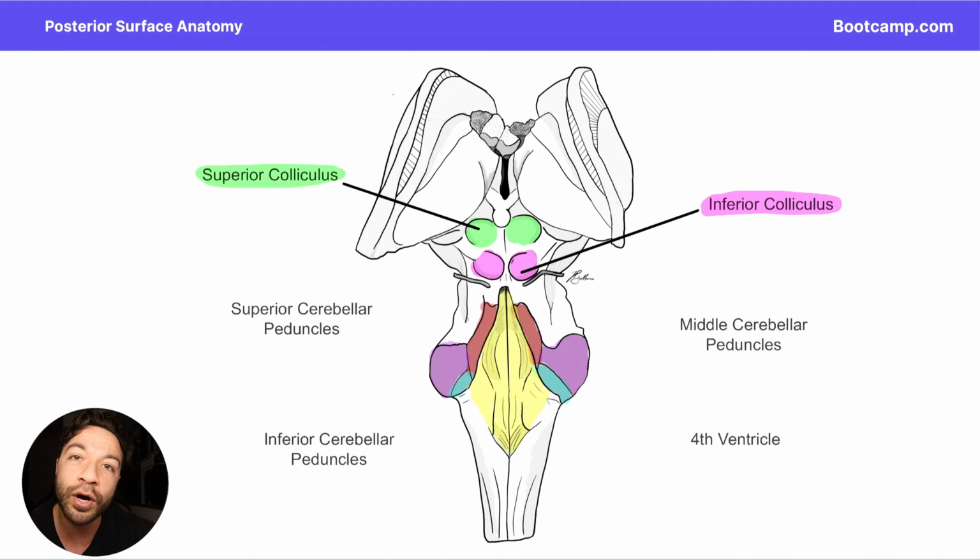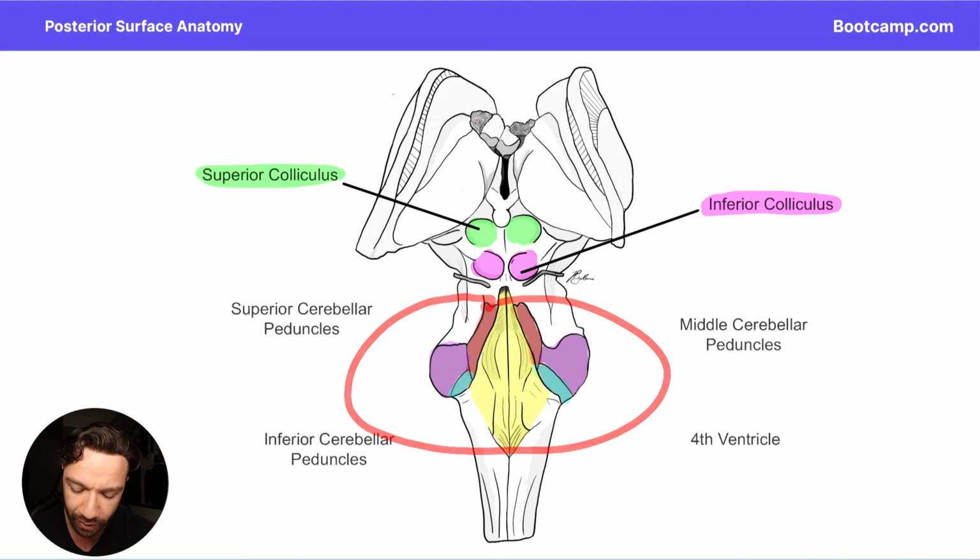Now moving below that trochlear nerve into that pons region, we're going to take a look at some cerebellar peduncles. And the cerebellar peduncles are what are connecting the brainstem to the cerebellum. So the cerebellum has been removed in this case. It would have been sitting right here.